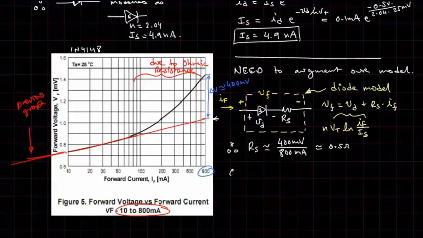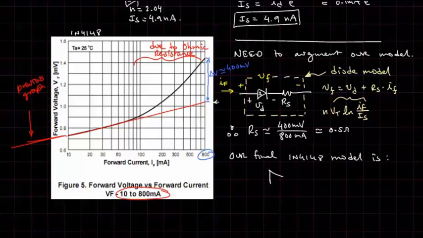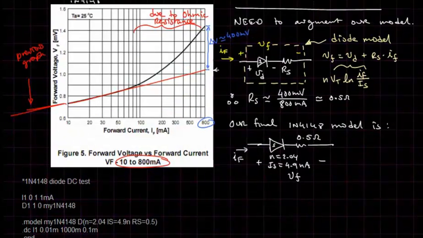Okay, so now our final 1N4148 model is a Shockley diode with the resistance. We'll put 0.5 ohms there. We'll say N equal to 2.04 and IS is equal to, what was it, 4.9 nanoamps. And that is our diode model, IF and VF. To complete this video, I want to now show you a simulation using the model that we just created.